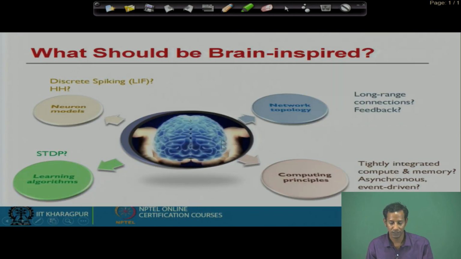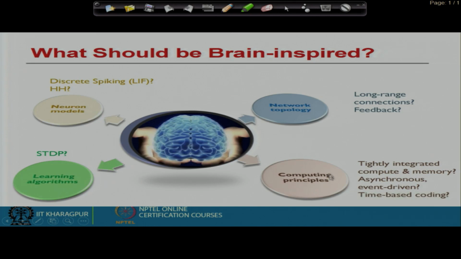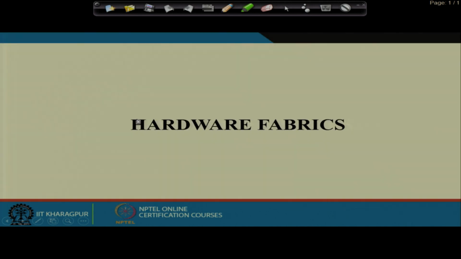If we just see this brain, we have to develop these neuron models, we have to develop these learning algorithms, we have to develop these network topologies, and we have to set the computing principles. Whenever we complete all this together, then we can create one artificial brain, which will be known as artificial intelligence.